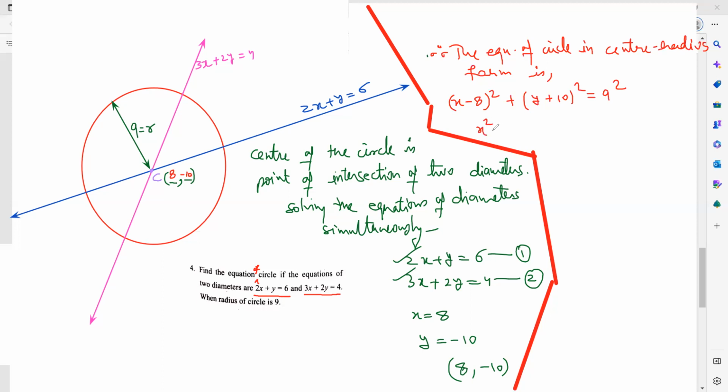x square minus 16x plus 64 plus y square plus 20y plus 100 equals 81. So you will have x square plus y square minus 16x plus 20y, plus 83 equals 0. This is the answer.